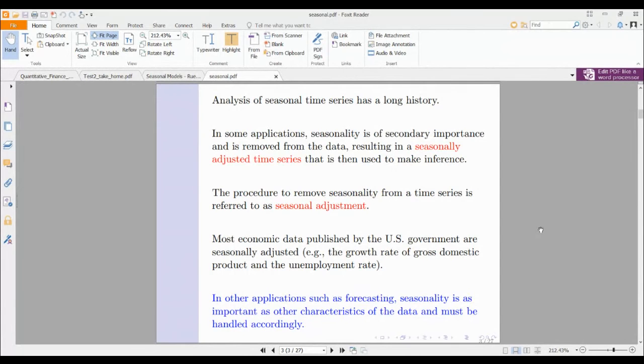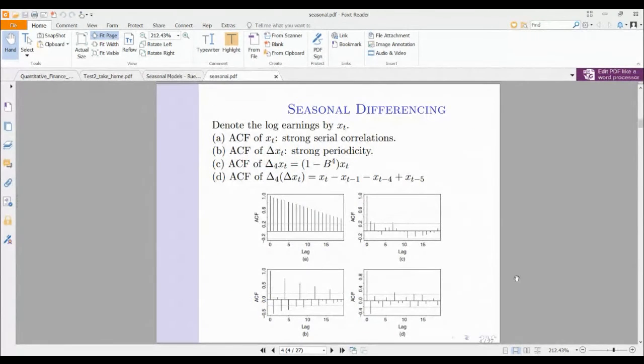Okay, and most economic data is actually already published seasonally adjusted. Okay, people use several different algorithms for this. The most common one is called X12, but it's nothing else than taking a seasonal regression, and we're going to see what that is and adjusting for it. Okay. And also, it is very important in forecasting, which is what we're seeing right now.